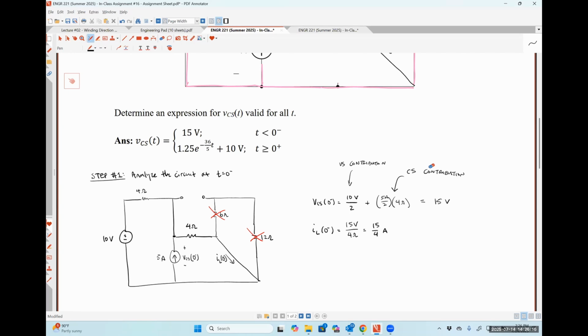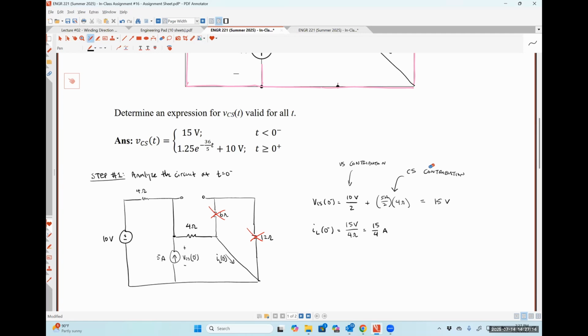And it looks like the last time I worked this problem, I did it using superposition. So essentially, with that 5 amp current source off, we just see the 10 volt drop being applied over two 4 ohm resistors in series. And so the voltage drop across either of the 4 ohm resistors is just half of 10 volts. And then with the voltage source off, we see the current splitting up between two identical 4 ohm resistors. So that's where that 5 amps over 2 comes in. And then multiplying that by 4 ohms gives us the voltage drop of a total of 15 volts. And then I used Ohm's law to calculate the inductor current, which is just the voltage drop across the 4 ohm resistor divided by the resistance of the 4 ohm resistor.